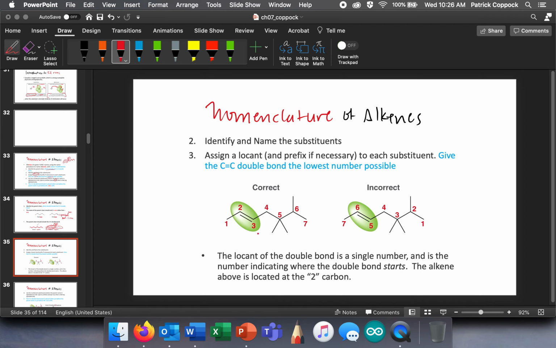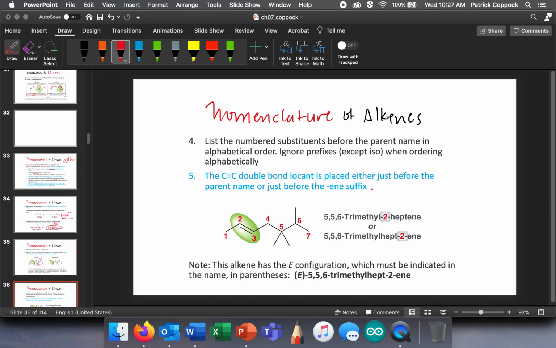Another example: we identify and name substituents and assign locants. This is an example of how the double bond has got to have the lowest number. So we're going to number down here because the double bond is closest to this end. Even if you were numbering all the substituents, you would say, well, most of the substituents are here. You might be tempted to start with the 1 here or here to give the lowest numbers to all the substituents, but that's not how it works. The numbering has got to be established such that the double bond gets the lowest number.